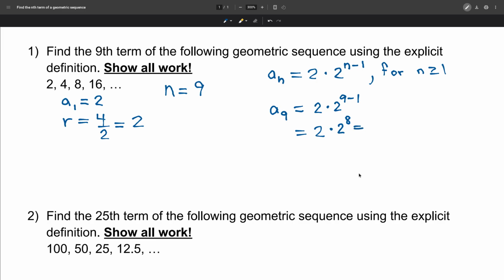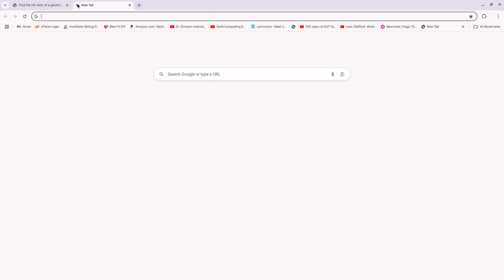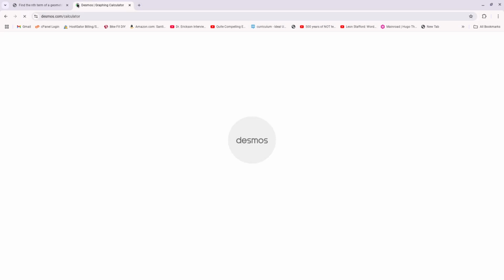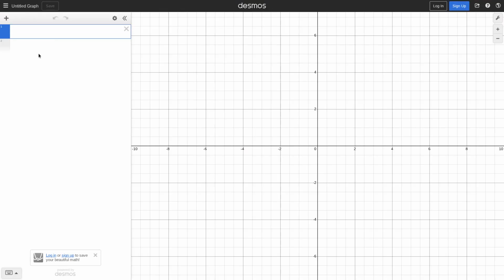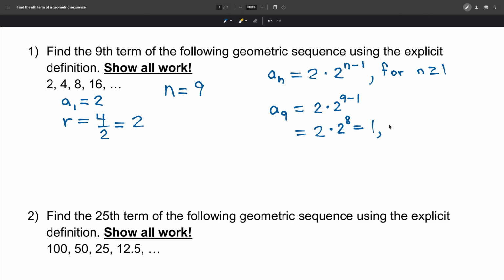All right, and we can do that on a calculator, or we could do it in Desmos if you want. Let's pull up Desmos here. We've got 2 times 2 to the 8th power, and that's 1024. I don't know if you can see that well in the video, but if we do that in the calculator, we get 1024 as our solution. And there we go. We're done with the first one.